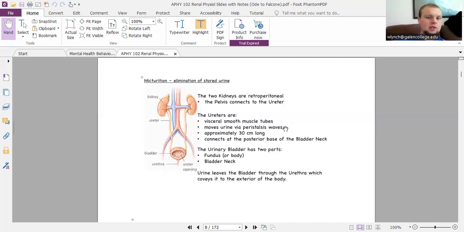The urinary bladder has two parts. It has the fundus, which is the body, the upper portion, and the bladder neck, which is going to be the bottom portion. The bottom neck is where we find the trigone, which are the two ureter openings and the opening of the urethra. Urine leaves the body through the urethra and exits from either the urethra opening in the female, which is its own hole, or through the urethra opening of the male.